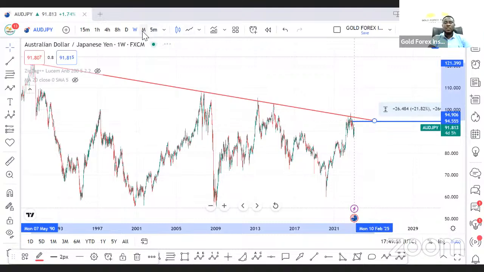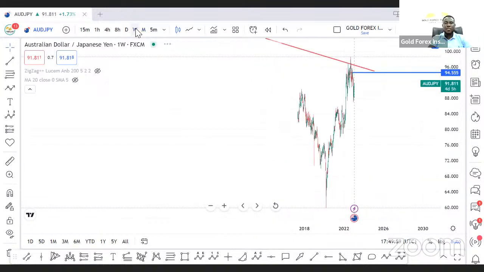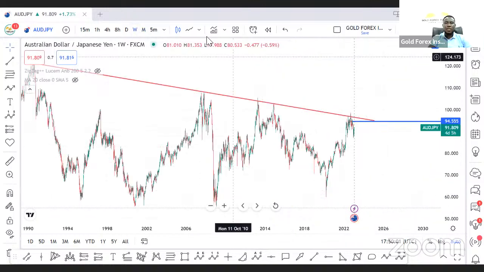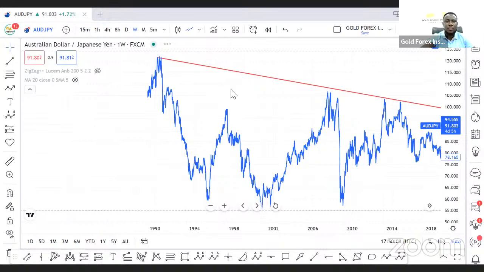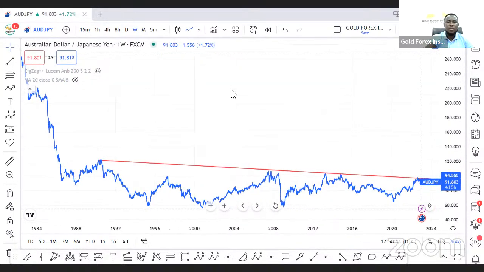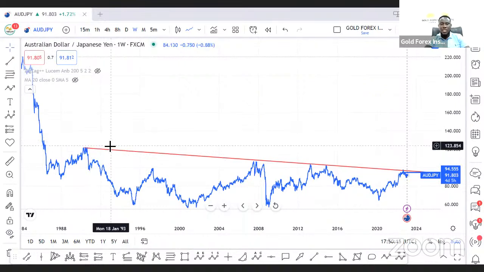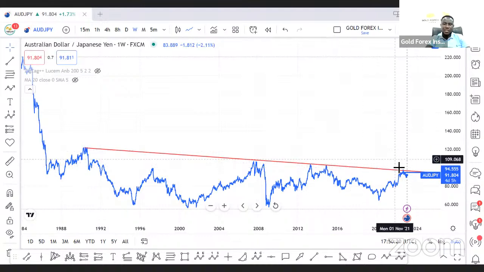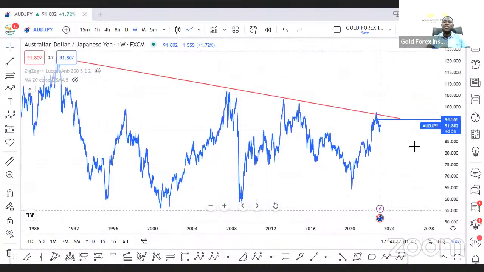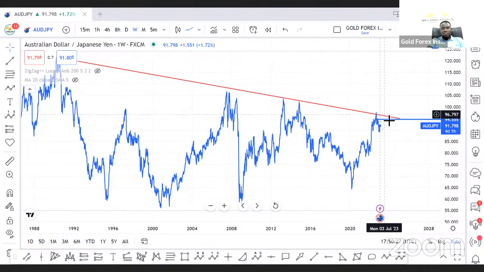You see, you guys fail to look at the higher time frame. Look at this. You see, it tied there, it tied there, tied there, tied there, tied there. What do you think it will do? So what do you think it will do?